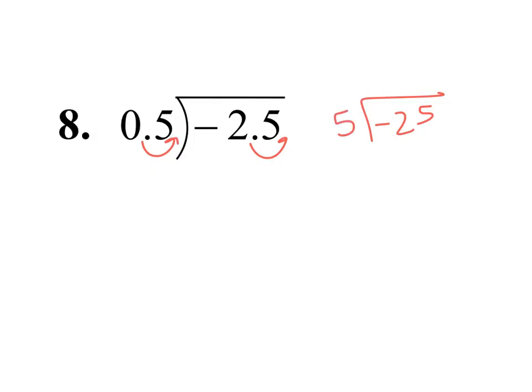So how many times will 5 go into negative 25? 5 will go into negative 25 negative 5 whole times. A negative 5 times a positive 5 is negative 25. And when I subtract those, I get 0 as my remainder. So my final answer is negative 5. Let's go ahead and move on to number 9.